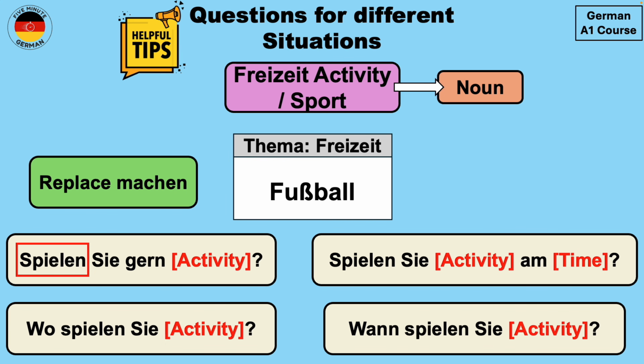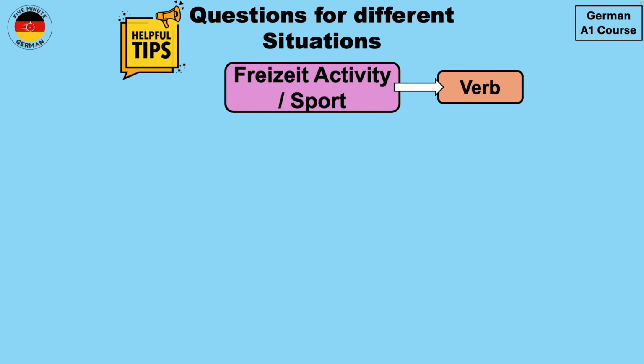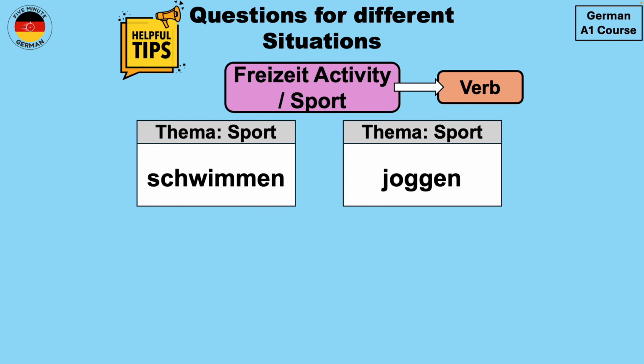So you see how the same pattern of questions can be used with different words and topics. Now if the Freizeit activity or Sport is not a noun, rather it is a verb, such as schwimmen or joggen, which means jogging, then what will you do? But first, how do you know that these are verbs? Because the first character of both of them is small. So from this you can know that this is a verb.